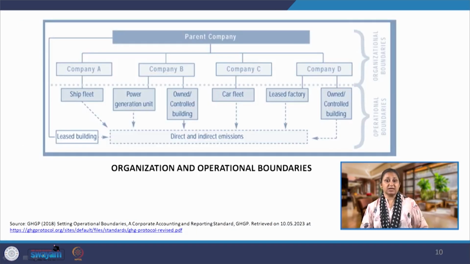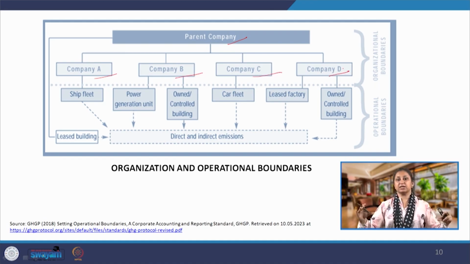So, the first thing which is most important is to identify what your boundaries are, what you consider as the company's assets and resources. Very broadly, for example, we have a parent company here and it has several subsidiary companies, company A, B, C, D. Now, this entire thing is within the organizational boundary.